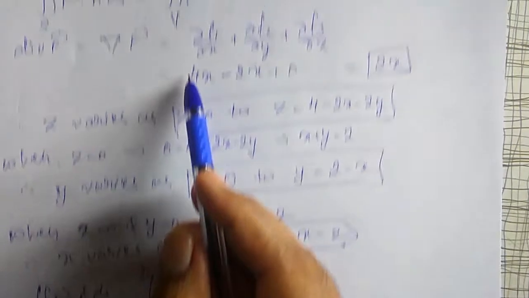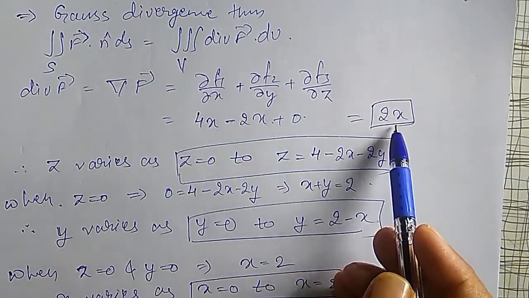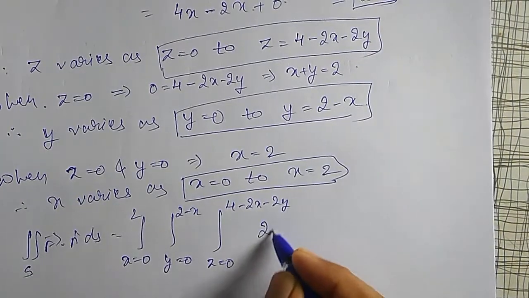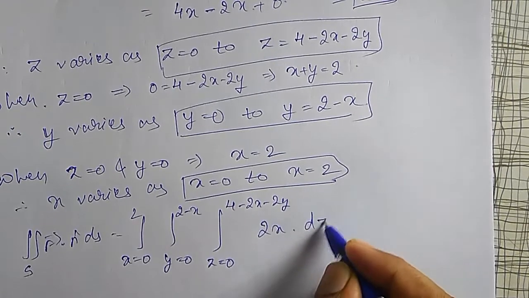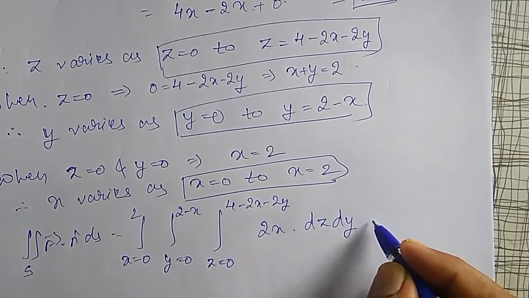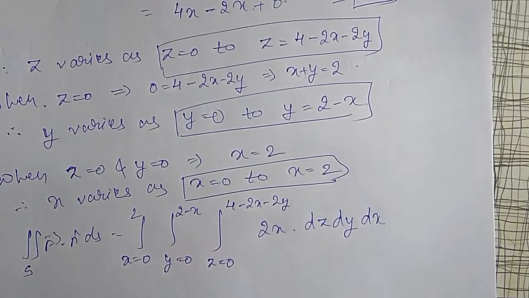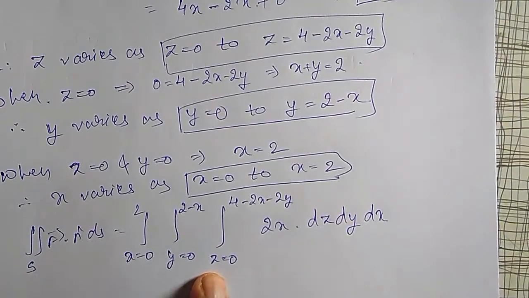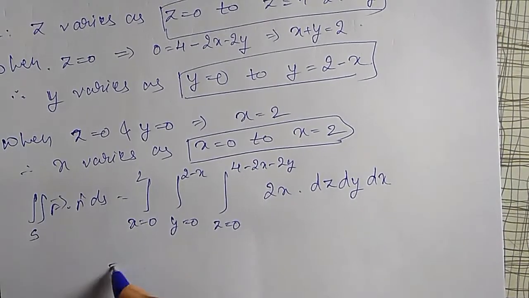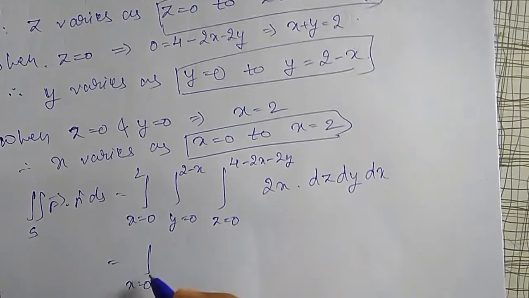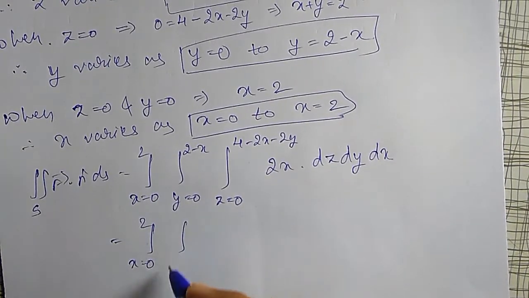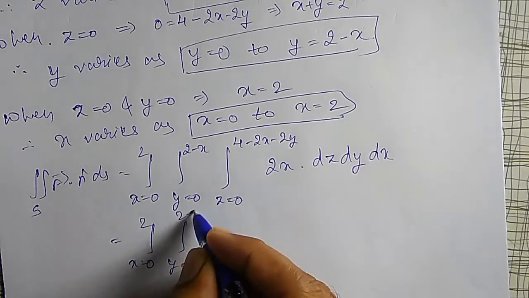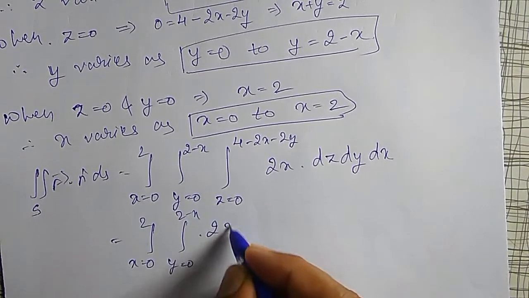Divergence of f is equal to 2x. Therefore, 2x into dz dy and then dx, because I want to integrate first with respect to z, then with respect to y, then with respect to x. Therefore, integration of 2x with respect to z will become 2xz, integrated from x equal to 0 to 2 and then y equal to 0 to 2 minus x.